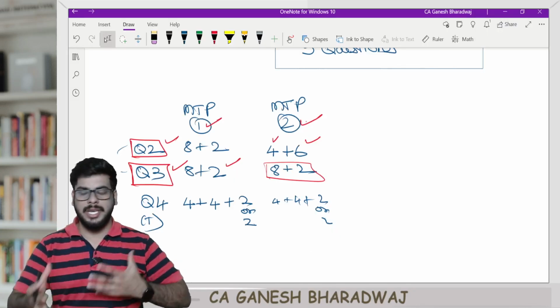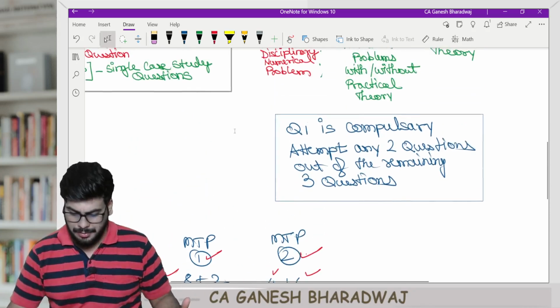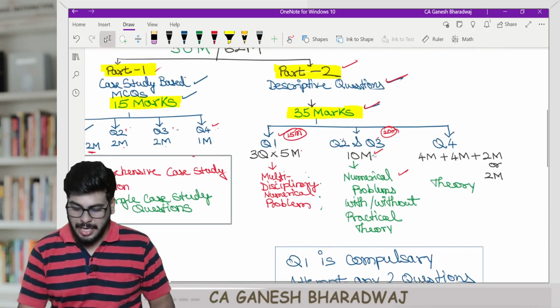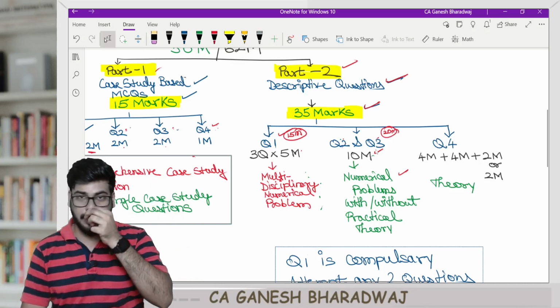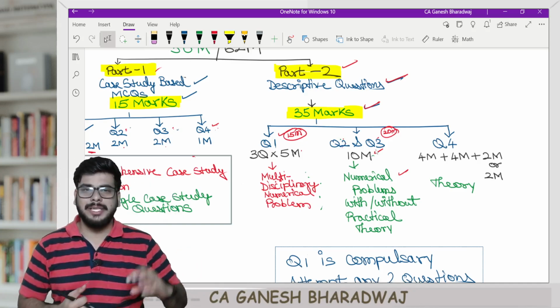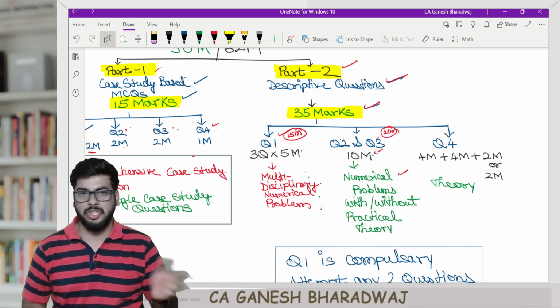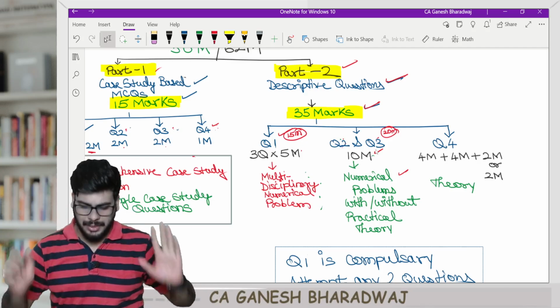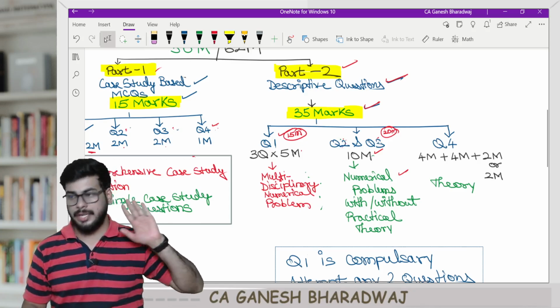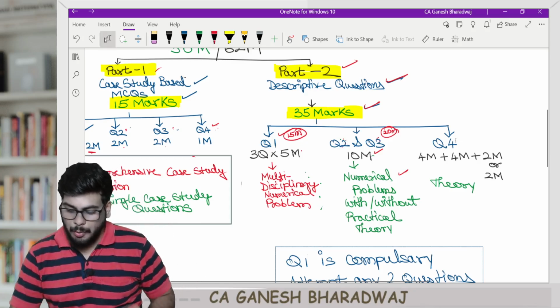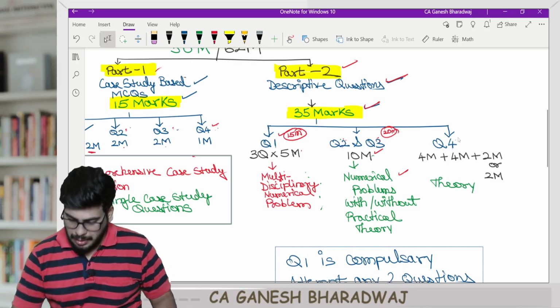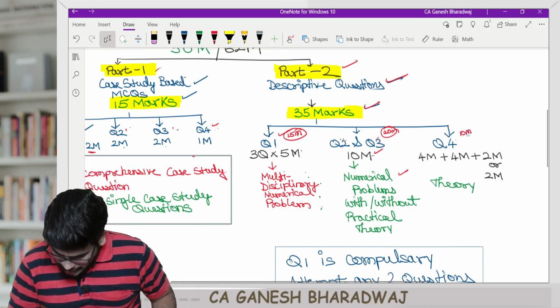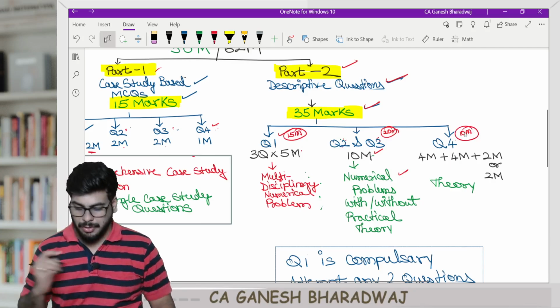So it could be in any possible order. The breakup for these 10 marks of question number 2 and question number 3 respectively could be 6 plus 4, 4 plus 6, 8 plus 2, 5 plus 5, anything. But one thing is for sure, each of these 2 questions is going to be for 10 marks. Clear with this, guys? Now, how about question number 4? This question number 4, again, you need to write it for 10 marks. Clear with this?